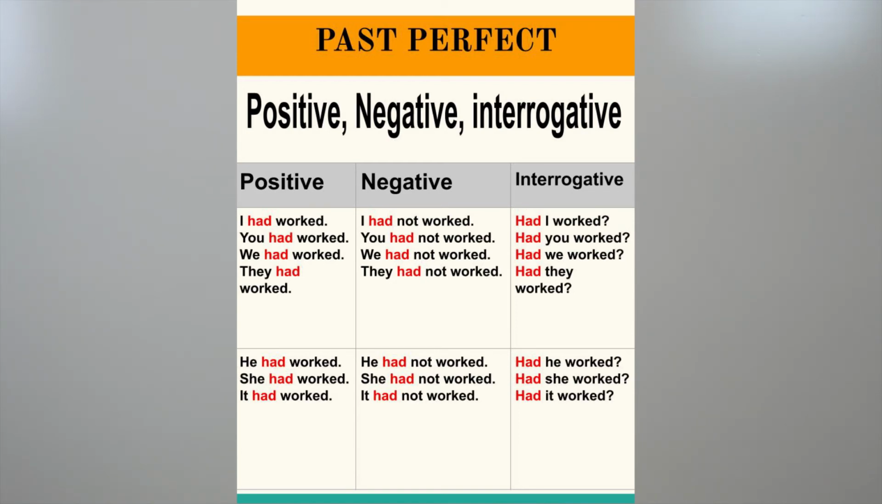When we're asking questions in the past perfect, it sounds like this. Had I worked? Had you worked? Had we worked? Had they worked? Had he worked? Had she worked? Had it worked? So, even though all the sentences say had worked, in order to use this tense correctly, there needs to be additional information.